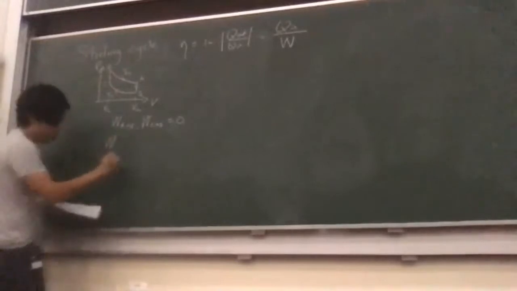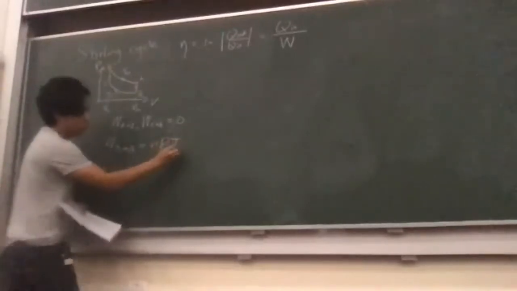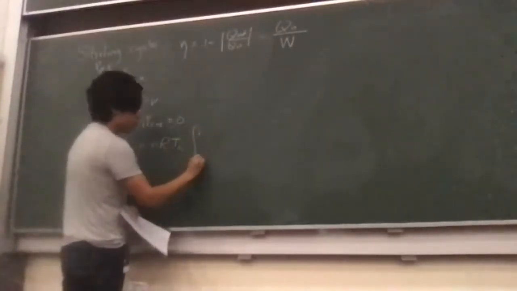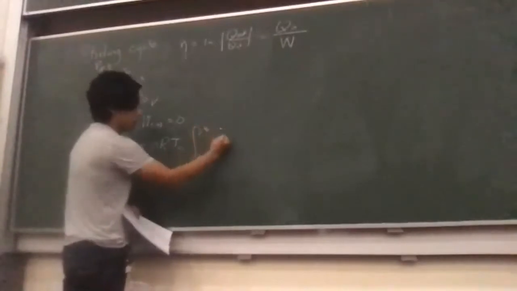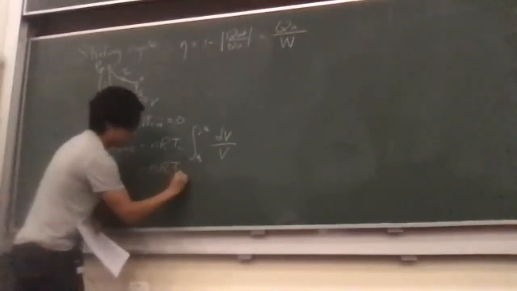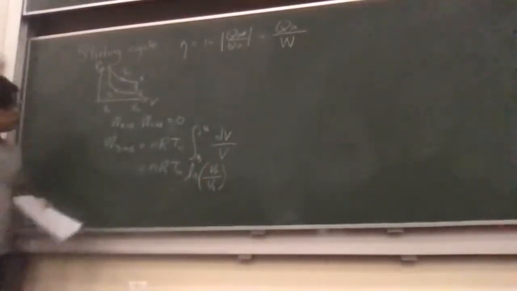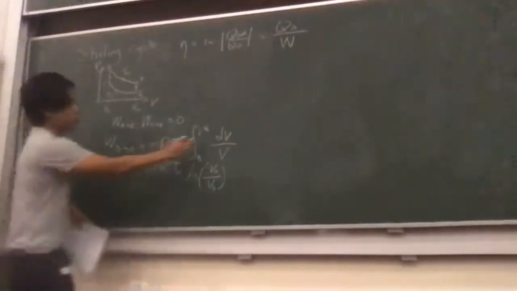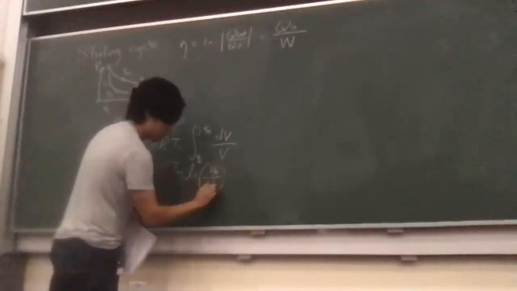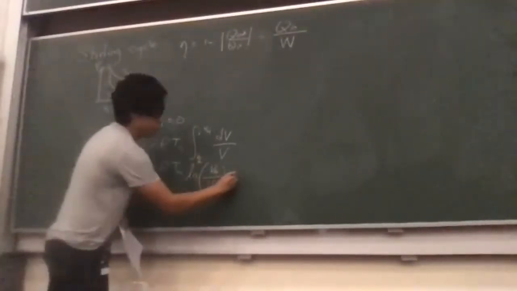You've seen how to do work on isotherms. It's just using the ideal gas law to get the pressure out. So D to A, that's the hot isotherm, T_H. Then integrate from V_D to V_A of dV over V, and you get nRT_H log of V_A over V_D. Oh, sorry, I shouldn't call them V_A and V_D. It's V_H and V_L. V_H is larger than V_L, so we know this is positive work.